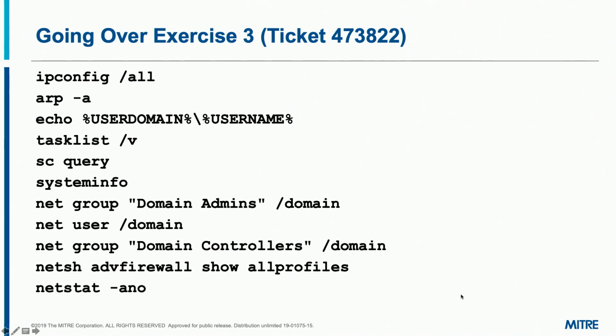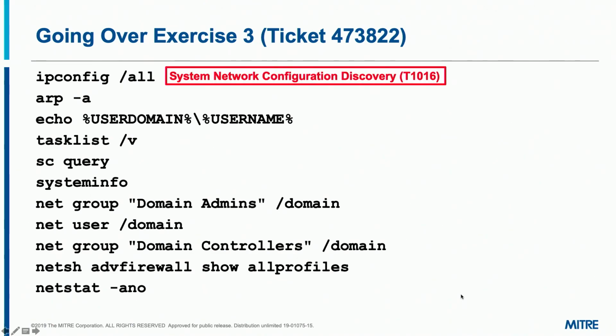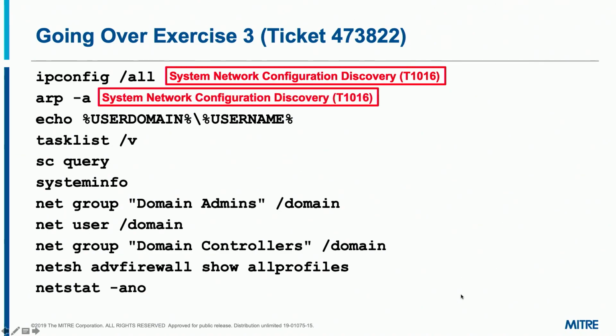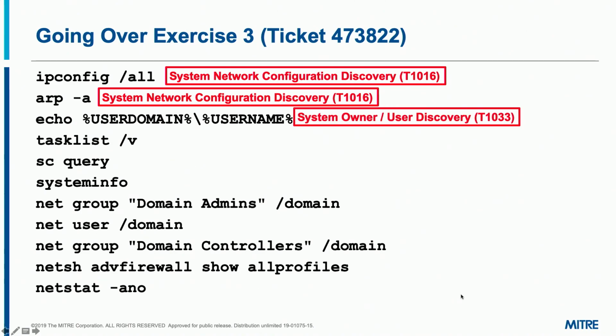And we used this as an example throughout the beginning of the module. So this maps fairly directly to System Network Configuration Discovery. arp -a is another one that you'll find directly within System Network Configuration Discovery, so the same technique twice in a row. The echo %userdomain%\%username% is showing who the adversary is currently logged in as. So this is System Owner/User Discovery.